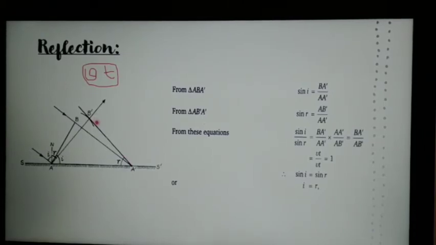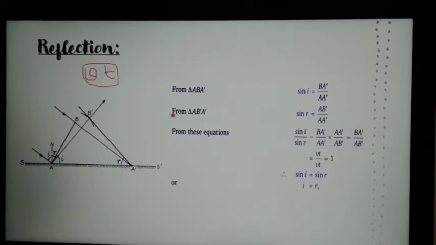So A dash B dash is the reflected wavefront and AB is the incident wavefront. See here, this A dash B dash is a reflected wavefront, and this reflected wavefront makes an angle R with the mirror. So you have angle of incidence I and angle of reflection R. You have to prove that this diagram follows the law of reflection. What is the law of reflection? Angle of incidence is equal to angle of reflection, that is I equal to R. That you have to show.